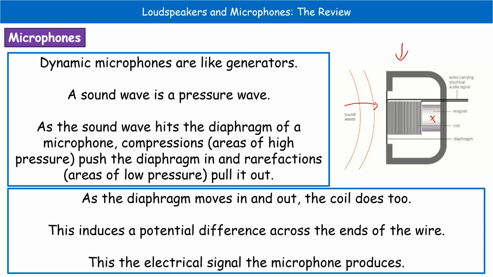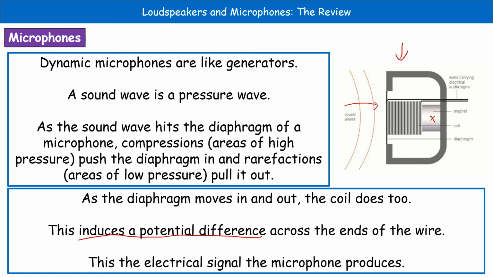So what we find is every time we get that compression, the area of high pressure, it pushes the diaphragm in, and anytime we have a rarefaction, the area of low pressure, it pulls it back out. So we're moving the coil in and out over the magnet. As that happens, we are moving a coil of wire over a magnetic field, thereby cutting those field lines. And as a result of that, we're going to induce a potential difference across the wire. That is then going to travel down those wires, and it's an electrical signal that the microphone obviously produces.